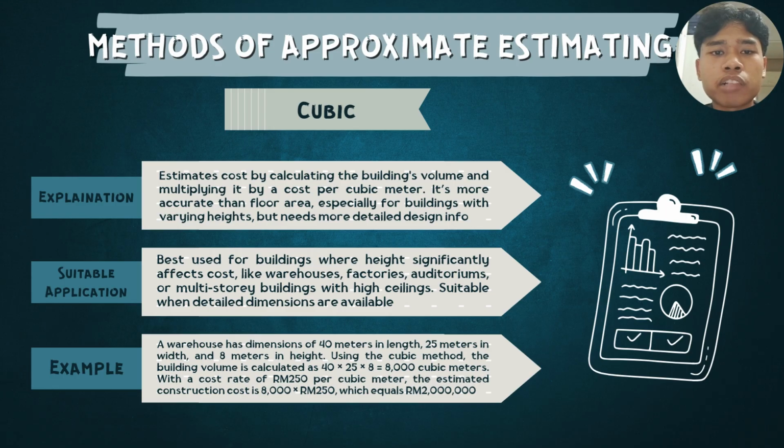For example, a warehouse has dimensions of 40 meters in length, 25 meters in width, and 8 meters in height. Using the cubic method, the building volume is calculated as 40 times 25 times 8, which is 8,000 cubic meters. With a cost rate of RM 250 per cubic meter, the estimated construction cost is 8,000 times RM 250, which is equal to 2 million.